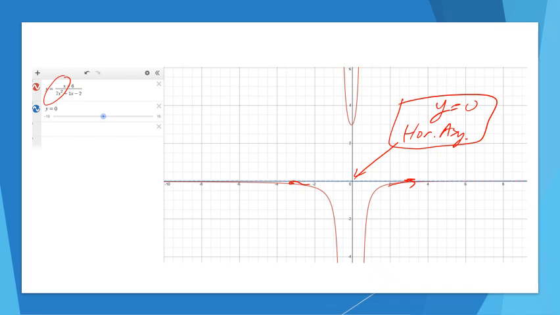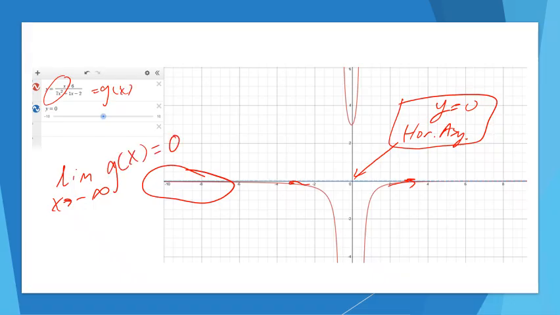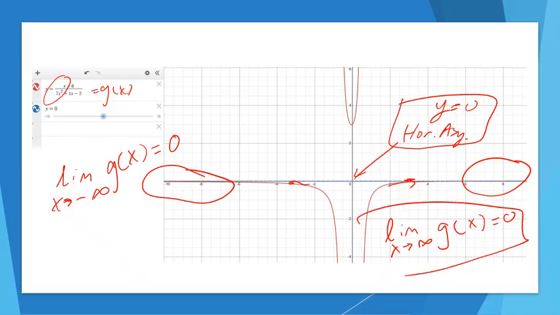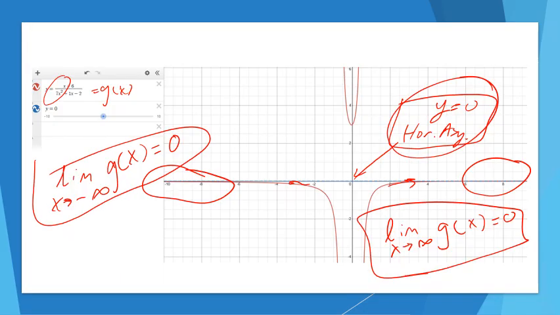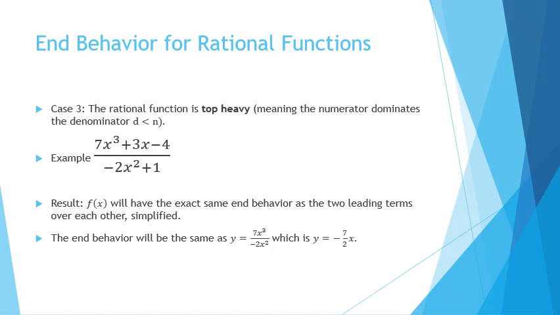So if we write our two limit statements, we have the limit as x approaches negative infinity for this left-hand side. We'll call this g of x, just to switch up the names, is equal to 0. And the same thing here. The limit as x approaches positive infinity of g of x will be equal to 0. And so those are two limit statements as well as our horizontal asymptote, and that will be the case for any bottom-heavy function.